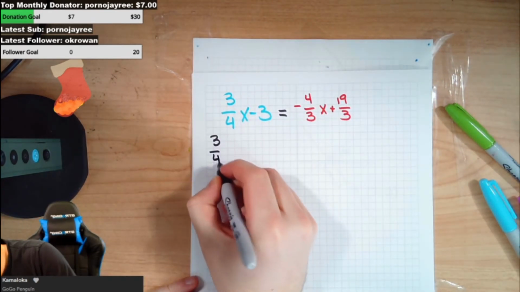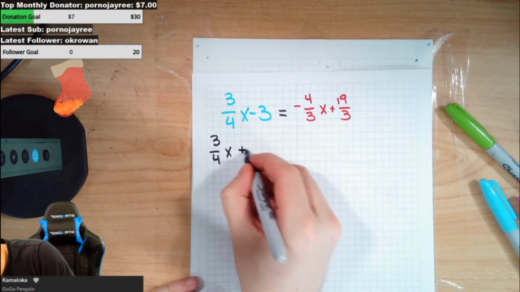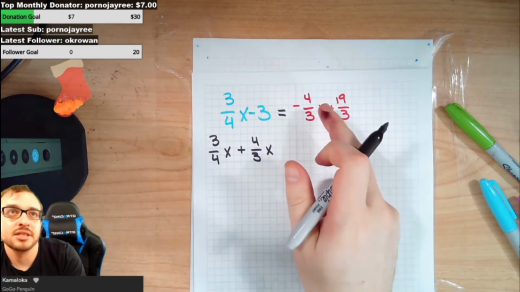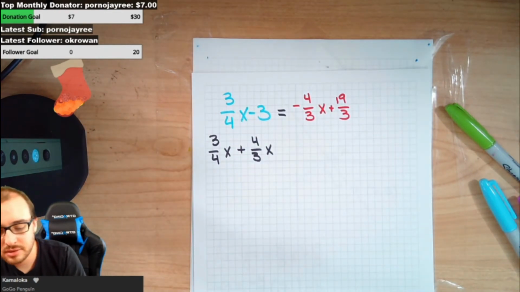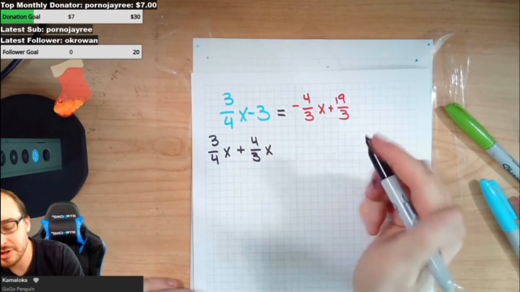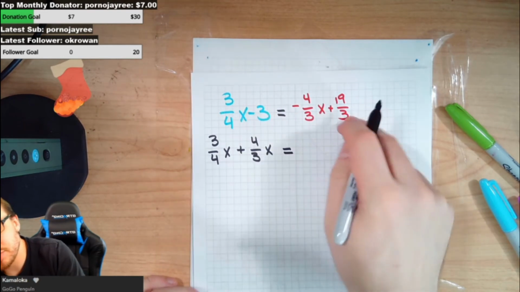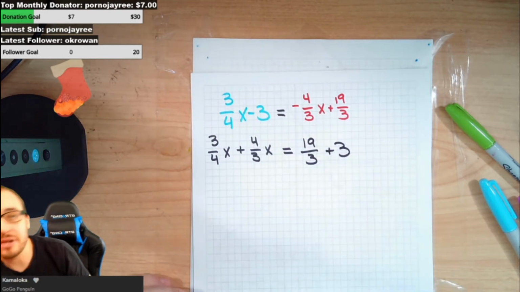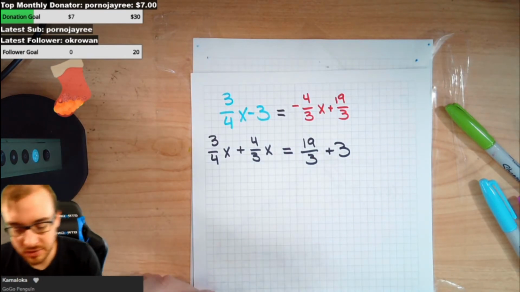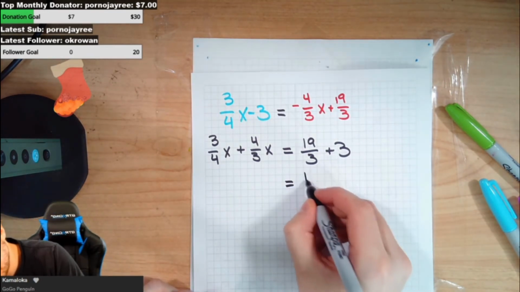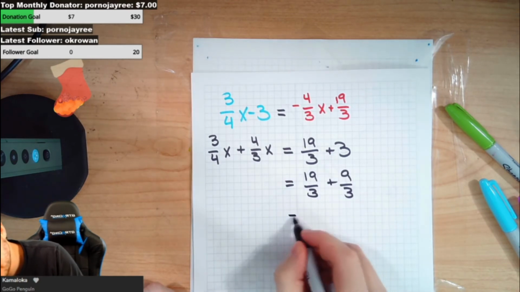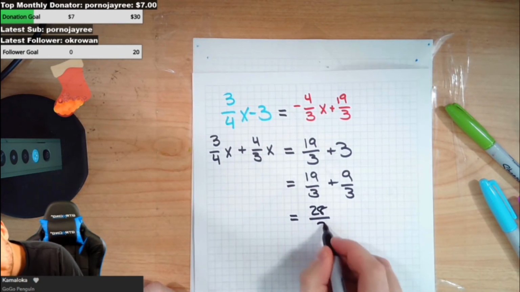I'm going to get my x's together, and I'm going to move this over to do so. Now I've got my x's on both sides, 3/4 of an x and -4/3 of an x all together. It's now positive because I added it over. And then I'm going to add over the 3. 19/3 is already there. And then add over 3. Well, on this side, I've got 9/3 here. 9 divided by 3 is 3. When I add those together, I get 28/3.